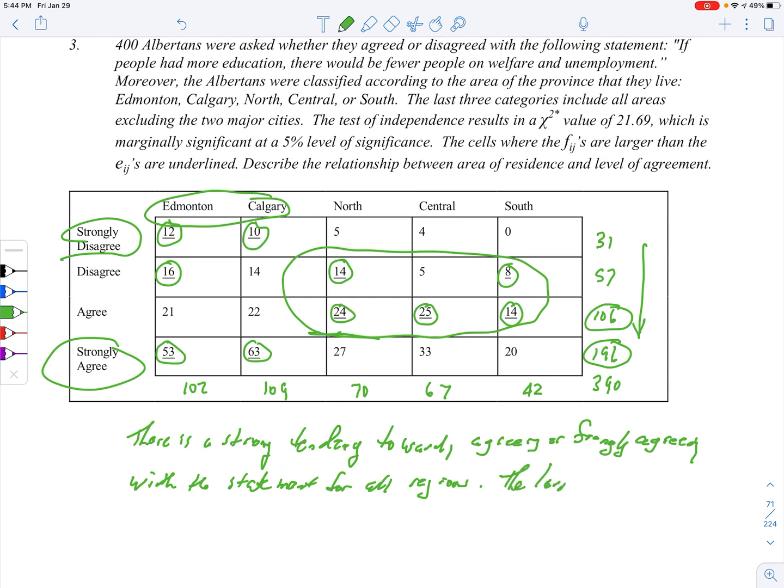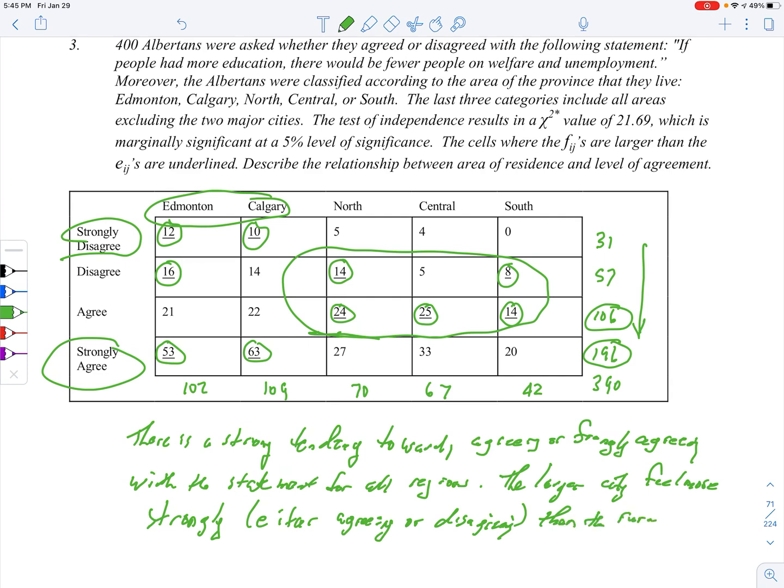But the larger cities feel more strongly, either agreeing or disagreeing, in the rural areas than we would expect.